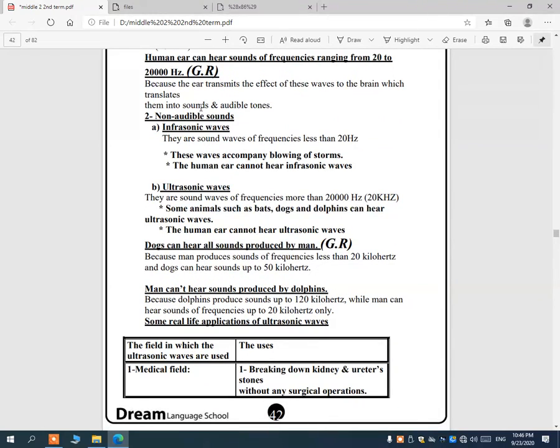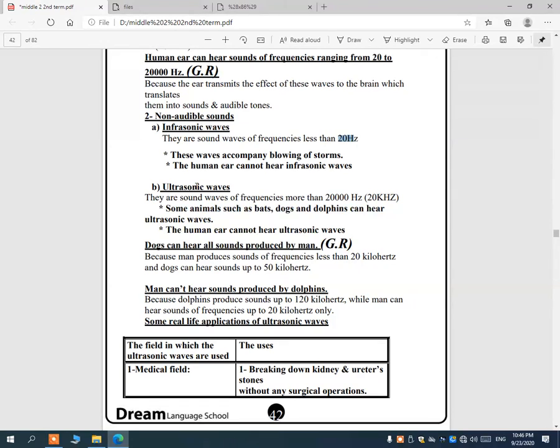Okay. Then we have the non-audible sounds. The non-audible sounds are two types. Number one, infrasonic waves, and number two, ultrasonic waves. Infrasonic are sound waves of frequency less than 20 hertz. Infra, less than 20, like the waves that accompany storms. The human ear can't hear the infrasonic waves because they are less than 20 hertz, and we can hear from 20 to 20,000.